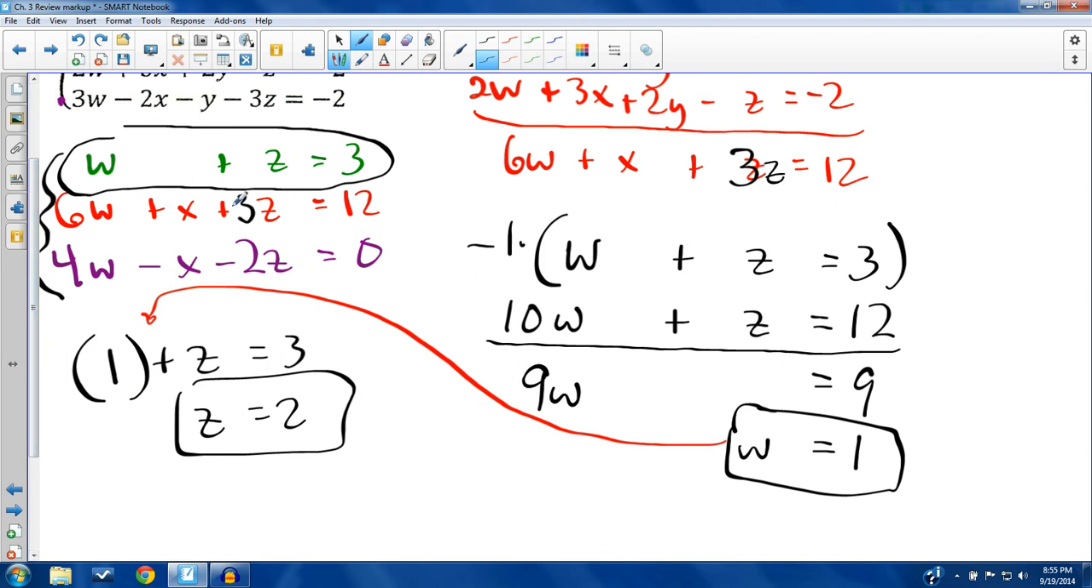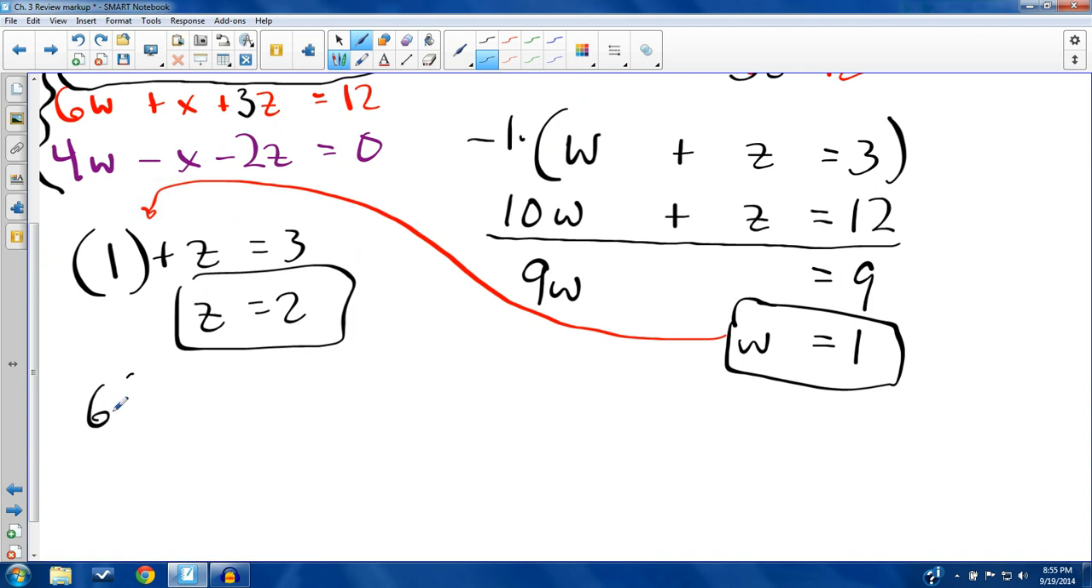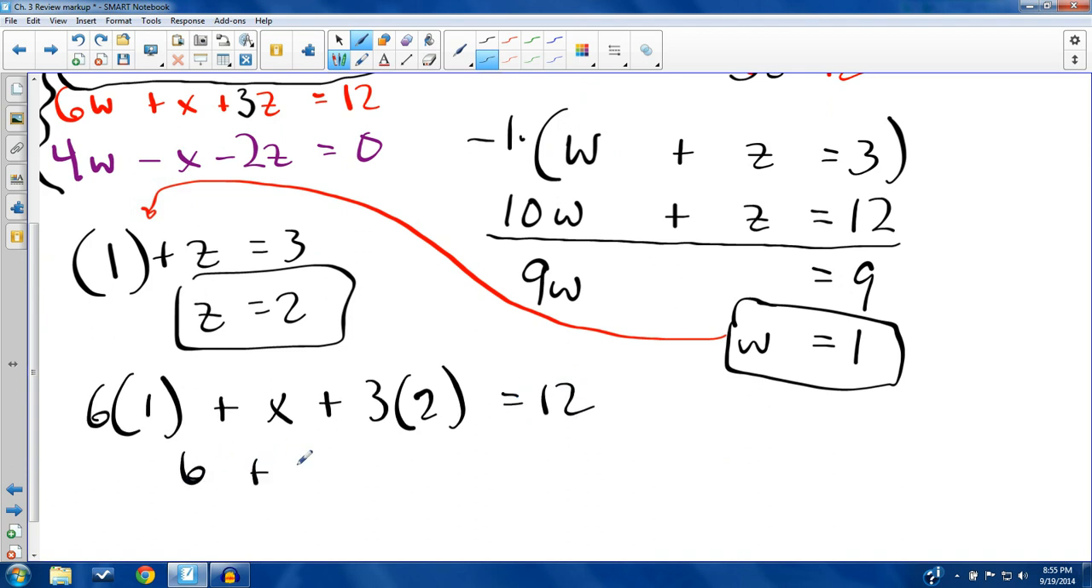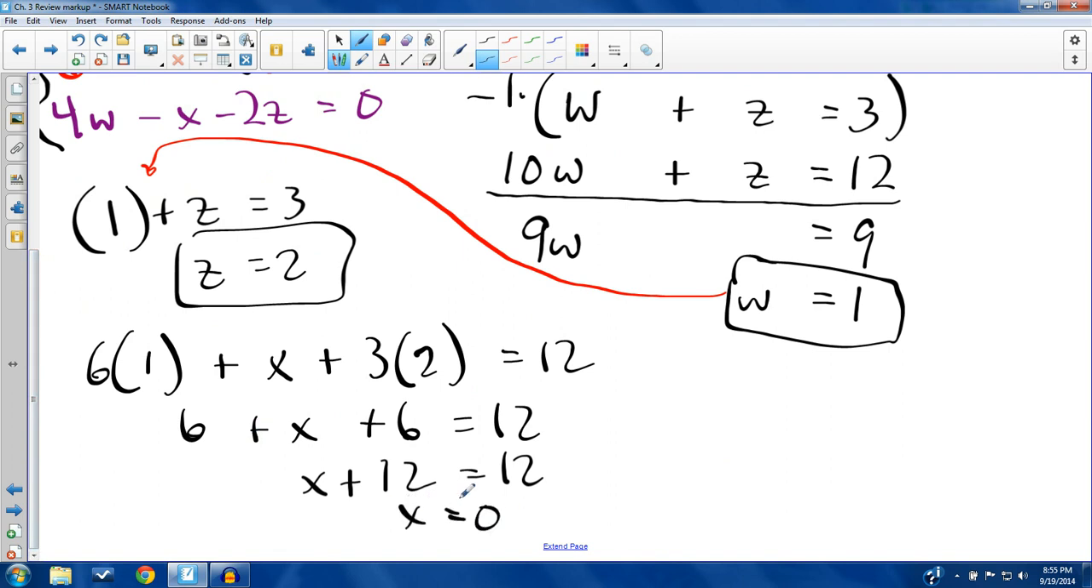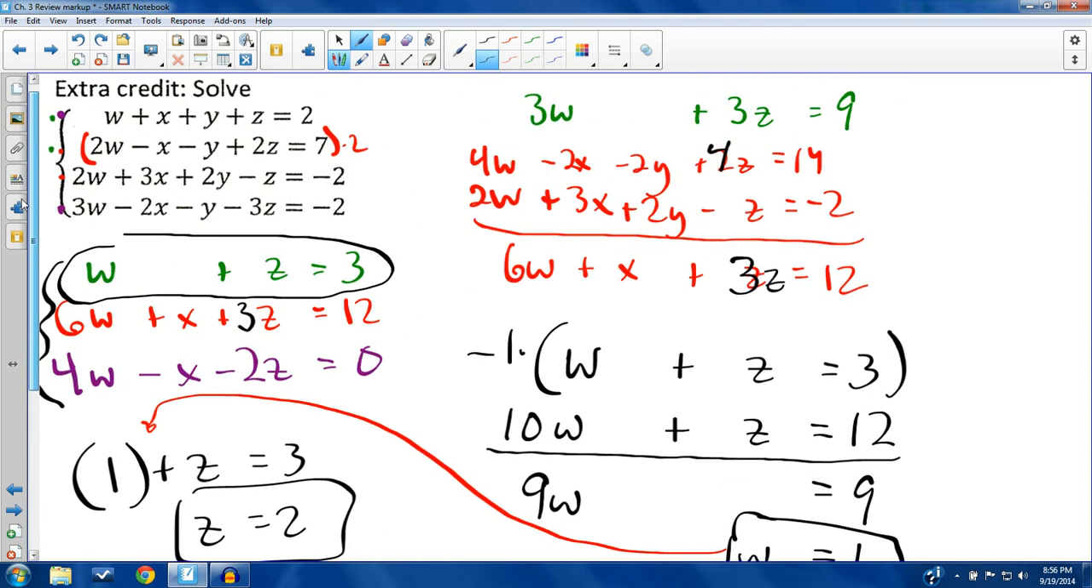Find an equation with w and z if you want. Here are a couple. I'll use the positive ones here. 6 times 1 plus x. Notice we're going to solve for x. Plus 3 times 2, which is z, equals 12. 6 plus x plus 6 equals 12. X plus 12 equals 12. And x equals 0. Subtract. So 0, 1, and 2 for x. So let's see. 1 for w, 0 for x, 2 for z. We're going to solve for y.